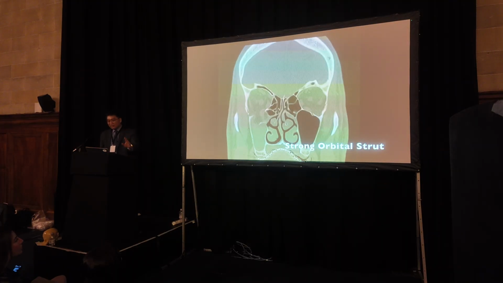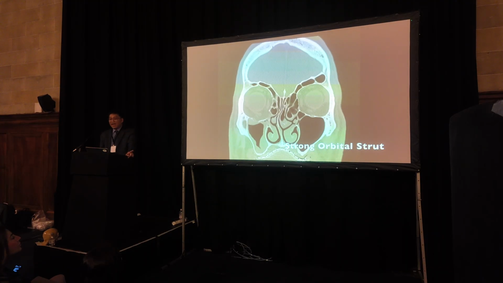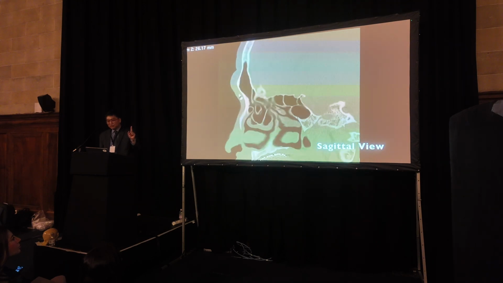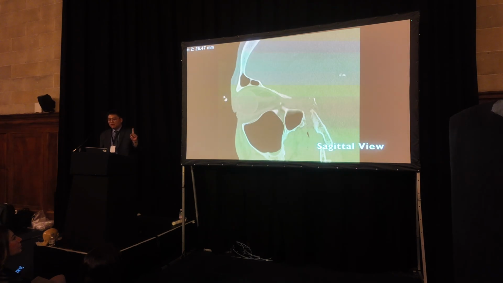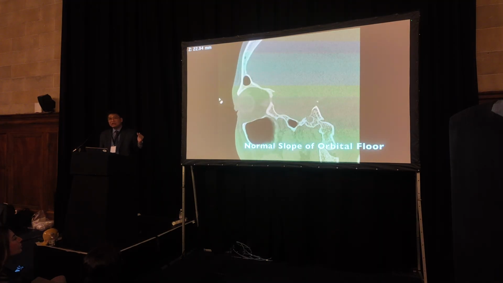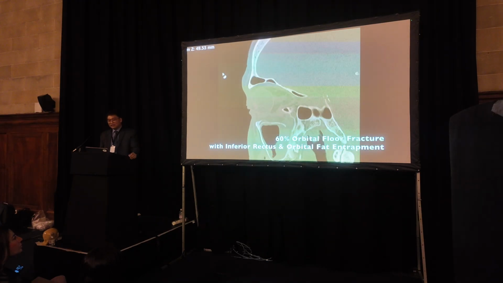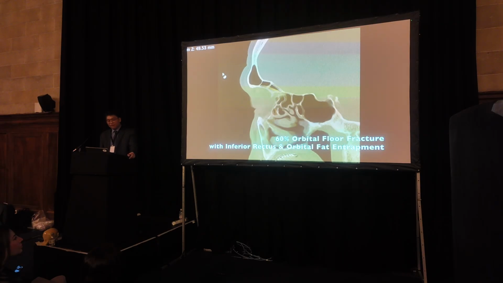So the next one, you see with the coronal view, you see the strong intact orbital strut. This is going to be a good clue that we're going to be happy when we do the surgery. Last one, the sagittal one, we see the normal slope of the orbital floor first. It comes up about 20-30 degrees. In this gentleman, he has 50-60% of the floor fractured.